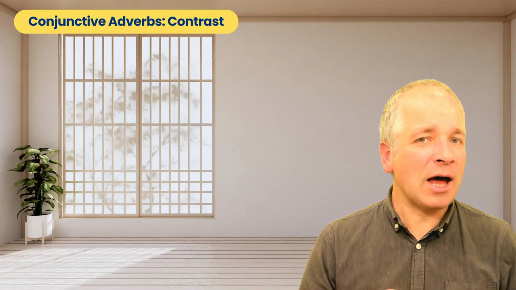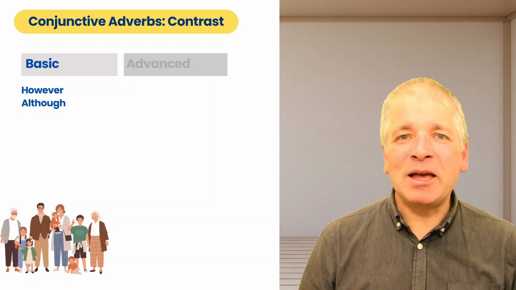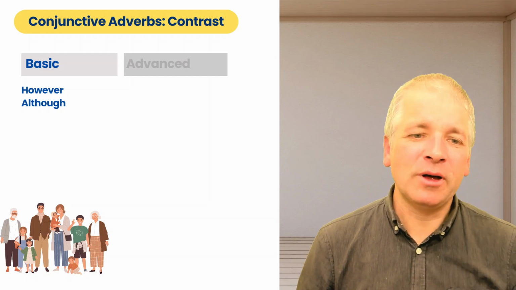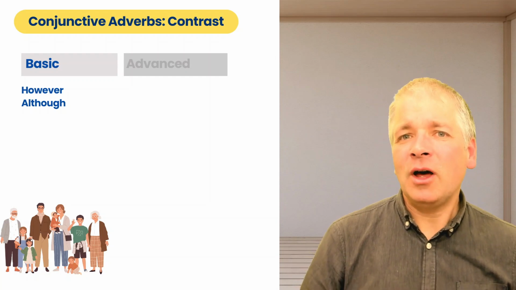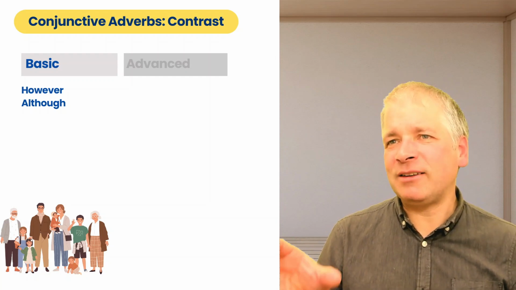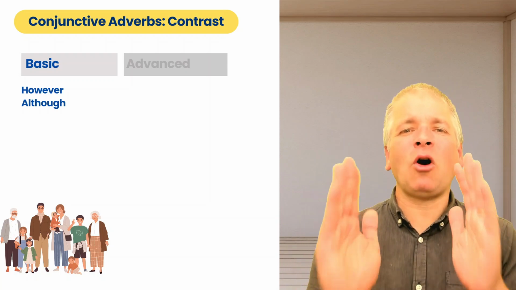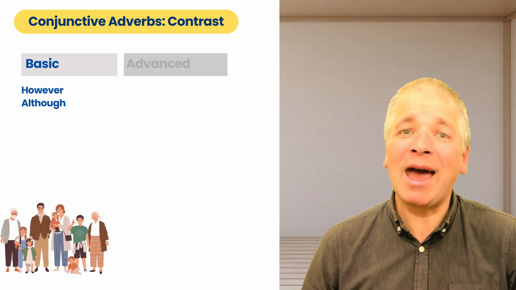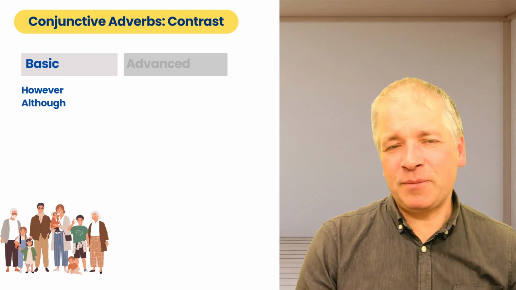Now, conjunctive adverbs of contrast. However, is perhaps the most used conjunctive adverb of contrast. If you want to show that one sentence is going in a different direction to the sentence before, however, is commonly used. And it's okay to use it a lot, but you might want some alternatives sometimes.